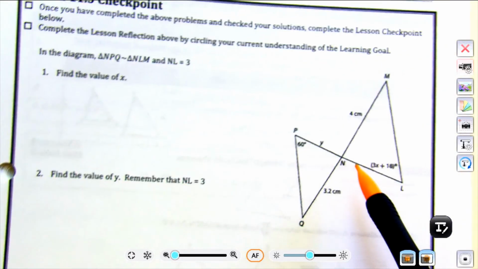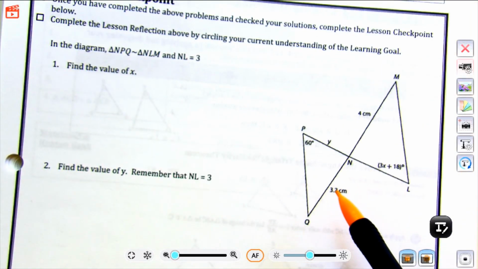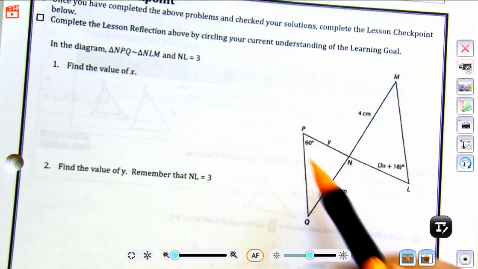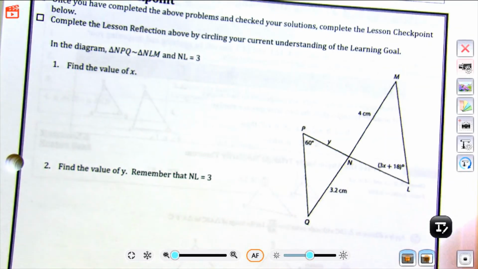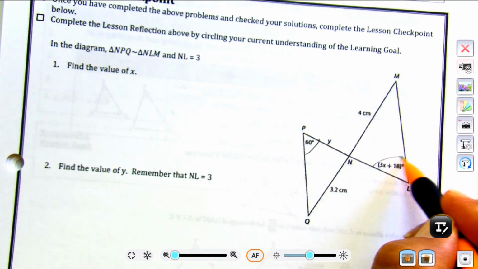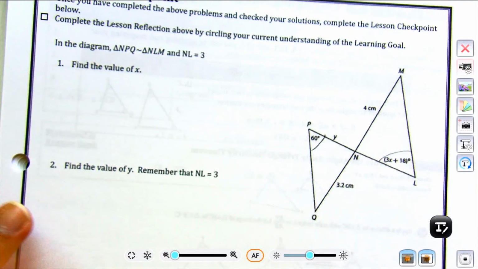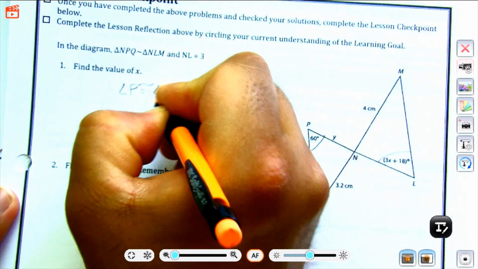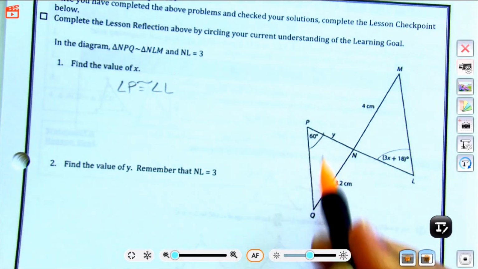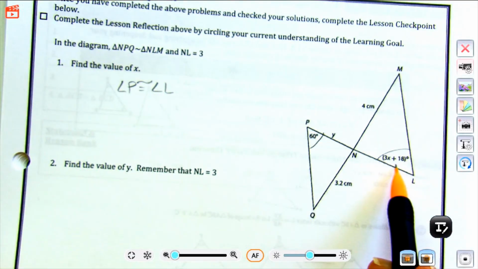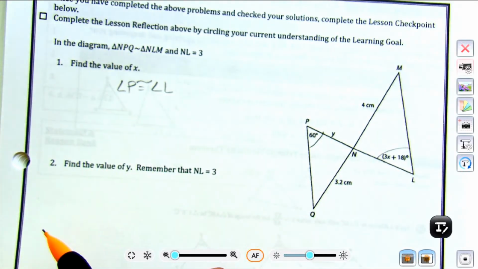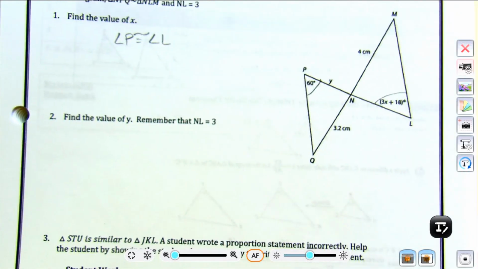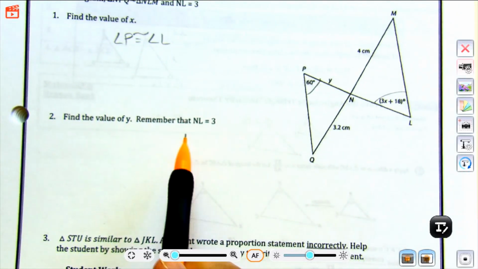So if we look at the angles, angle P and angle L are congruent. So you're going to be using angle P is congruent to angle L. Then you're going to substitute these values. So 60 equals 3x plus 18 and solve for x. For number 2, you're going to find the value of y. And then they actually tell you to remember that NL is 3. So this is 3.